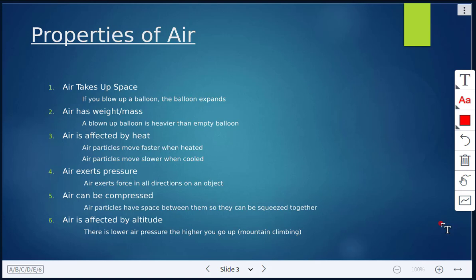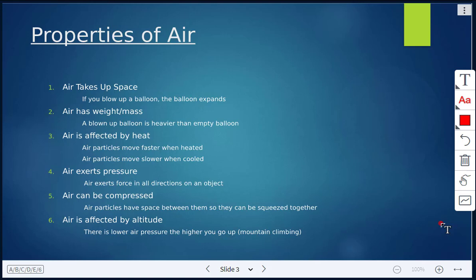Number 4, air exerts pressure. So air will exert a force in all directions on an object. Number 5, air can be compressed. So air particles, they have spaces between them. Therefore, they can be squeezed together. That's what compressed means. And number 6, air is affected by altitude.